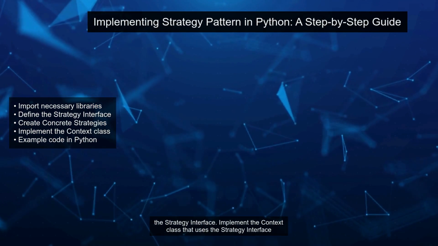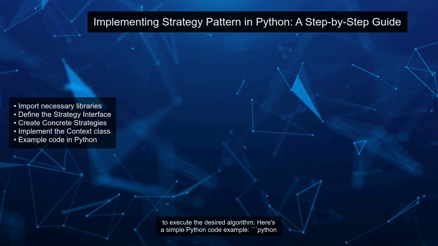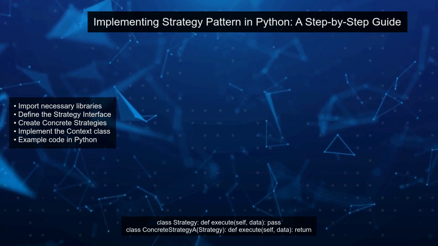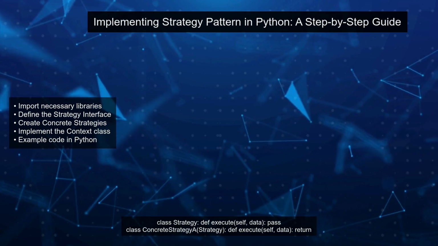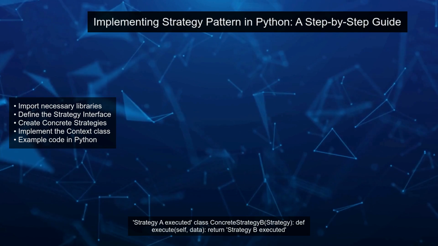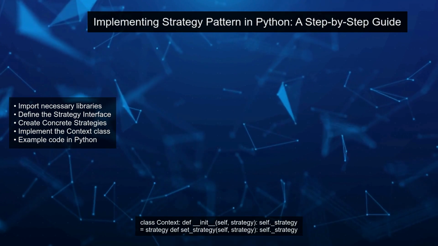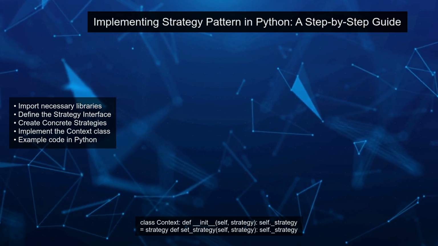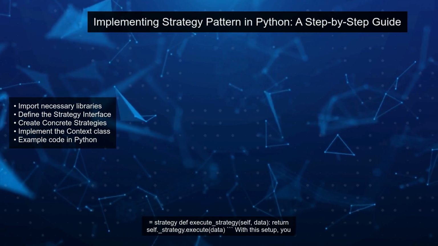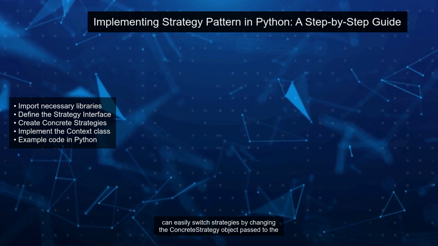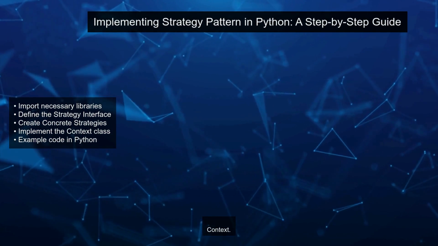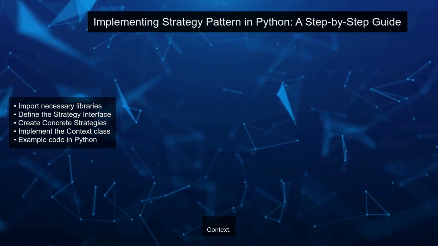Here's a simple Python code example: class Strategy: def execute(self, data): pass. class ConcreteStrategyA(Strategy): def execute(self, data): return "Strategy A executed". class ConcreteStrategyB(Strategy): def execute(self, data): return "Strategy B executed". class Context: def __init__(self, strategy): self._strategy = strategy. def set_strategy(self, strategy): self._strategy = strategy. def execute_strategy(self, data): return self._strategy.execute(data). With this setup, you can easily switch strategies by changing the concrete strategy object passed to the context.